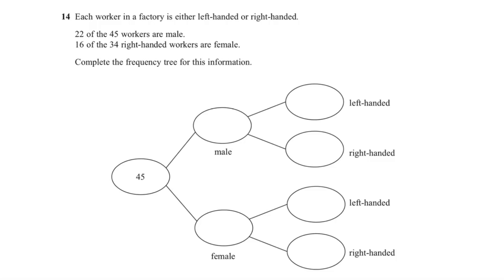Question 14. Each worker in a factory is either left-handed or right-handed. 22 of the 45 workers are male. 16 of the 34 right-handed workers are female. Complete the frequency tree for this information.